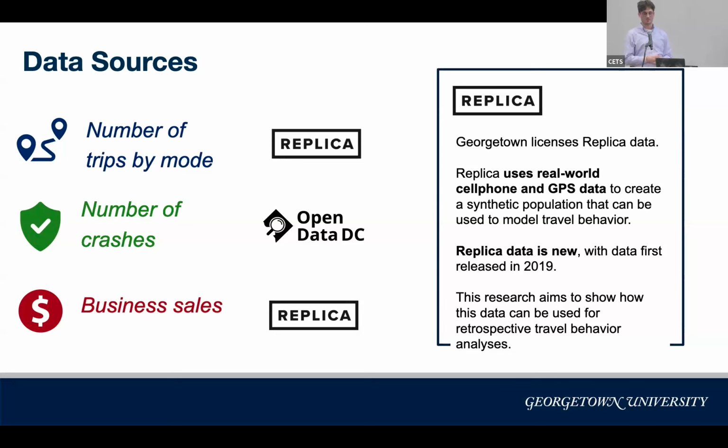And they do this for Thursdays and Saturdays twice a year. They've been doing it since 2019. They skipped 2020 for obvious reasons. And because it's so new, practitioners are still figuring out how it can be used. But this offers a unique opportunity to test out what a use case might look like. So trips by mode are provided by Replica, and business sales are also available through Replica credit card transactions.